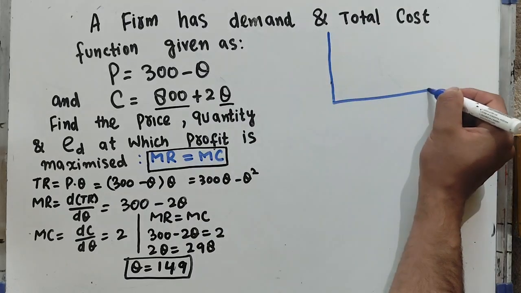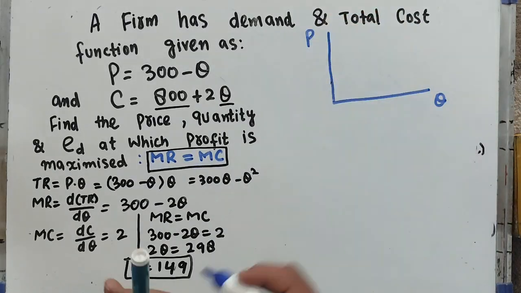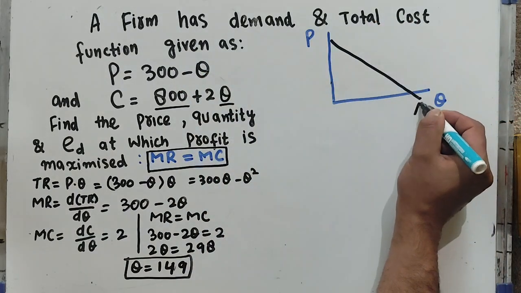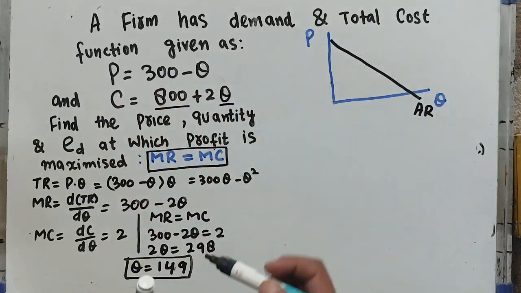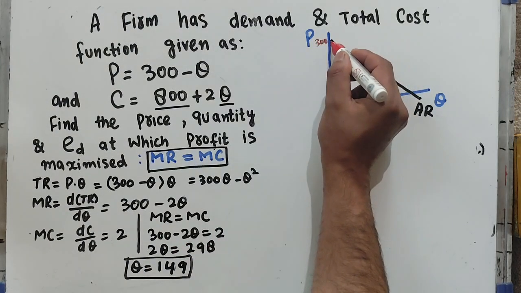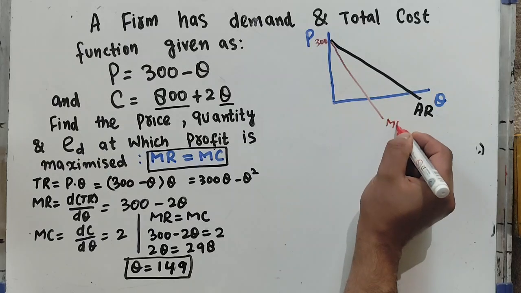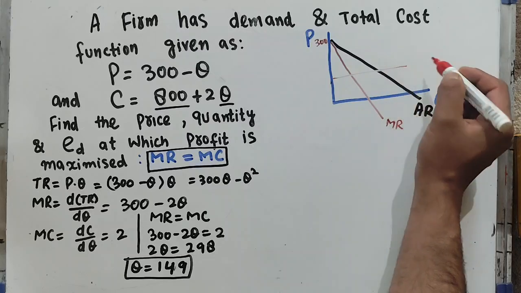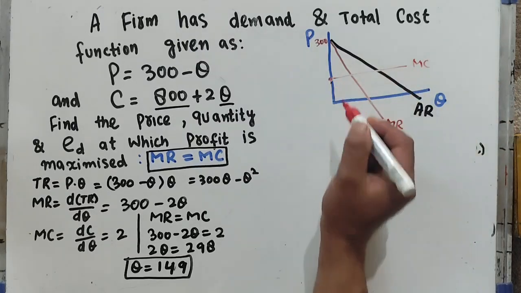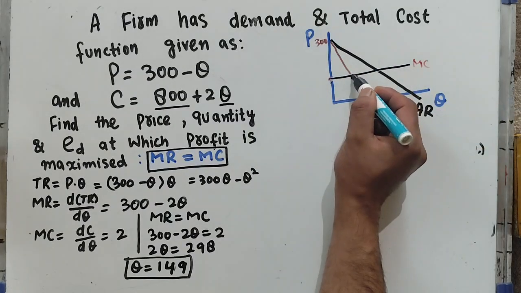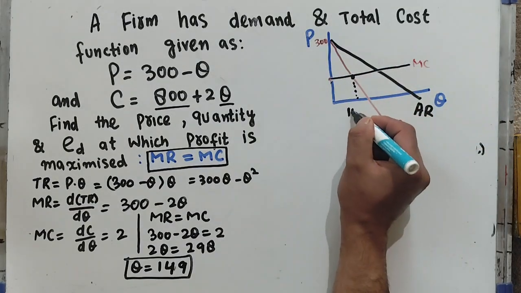So let us draw the graph. We have the output on the horizontal axis, price on the vertical axis. We have the downward sloping demand. This is our average revenue function also. Price is in fact the average revenue. Then we have marginal revenue, which has the same intercept of 300, but its slope is twice that of the average revenue function. This is our marginal revenue function. Marginal cost is 2, which is constant. Let us suppose this is our marginal cost function. Now profit is maximized where the marginal revenue and marginal cost functions intersect. At this point we got the equilibrium quantity as 149.